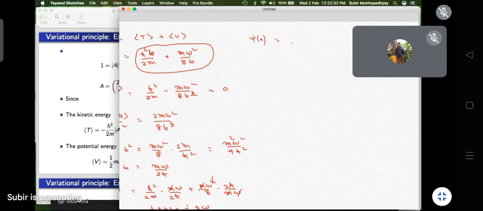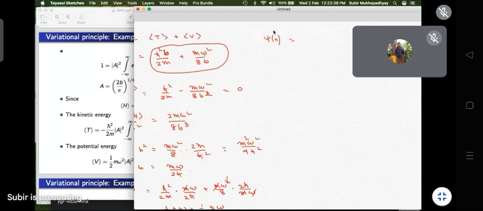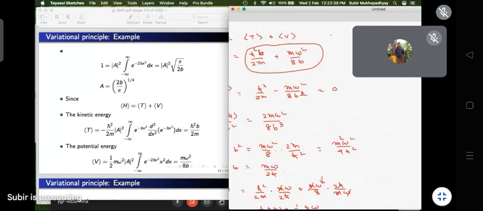e to the power minus bx. Our A is (2b by pi) to the power 1 by 4.